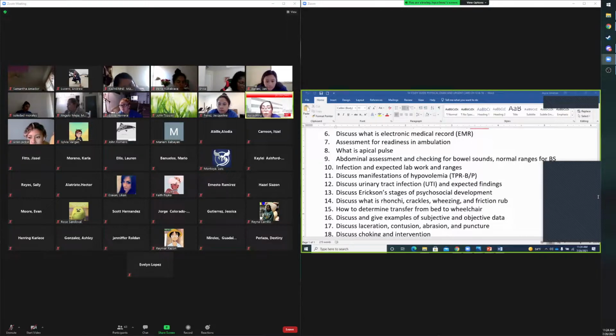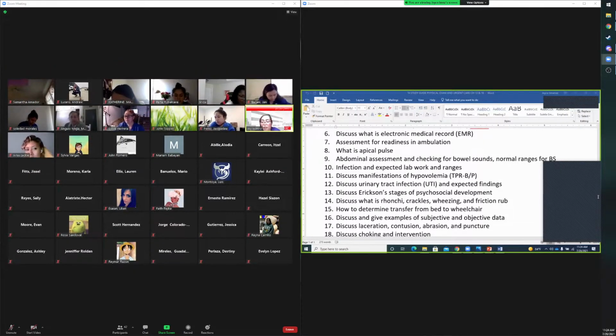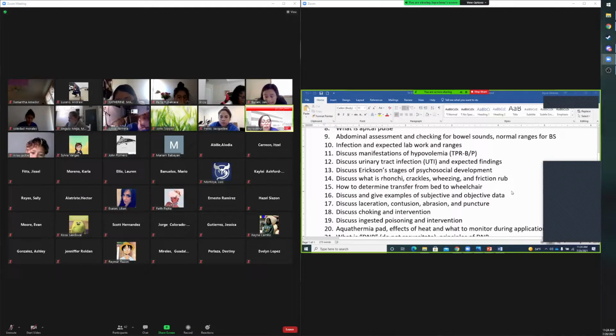Scratching, yeah. We heard it in the video, correct? Friction rub. It's rubbing against each other. Next question: how to determine transfer from bed to wheelchair?